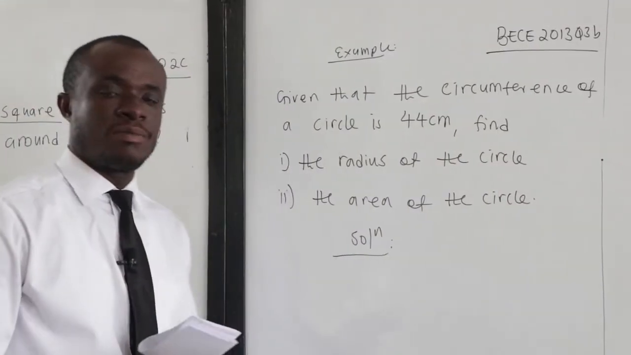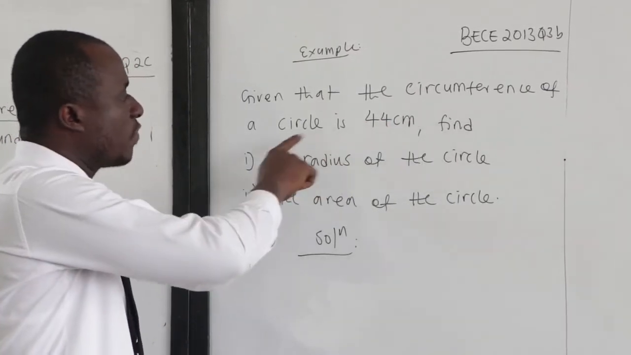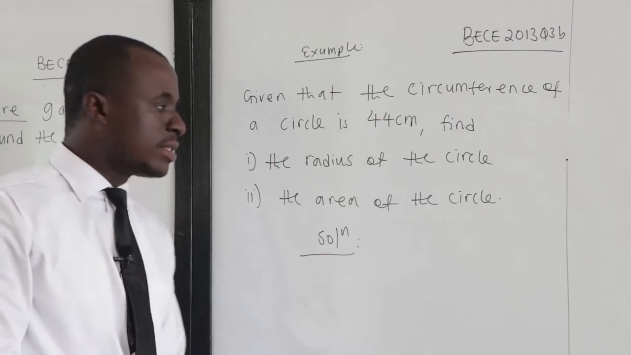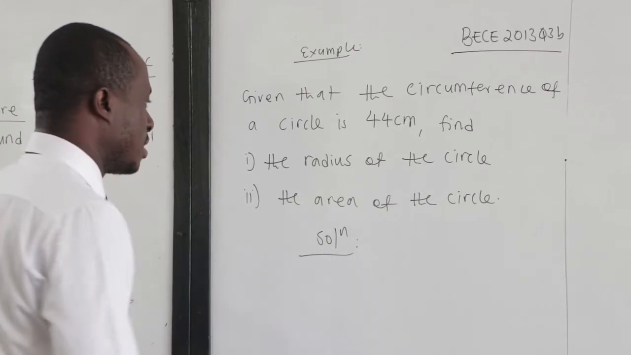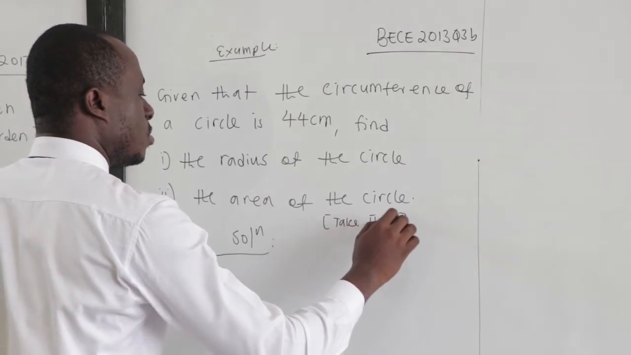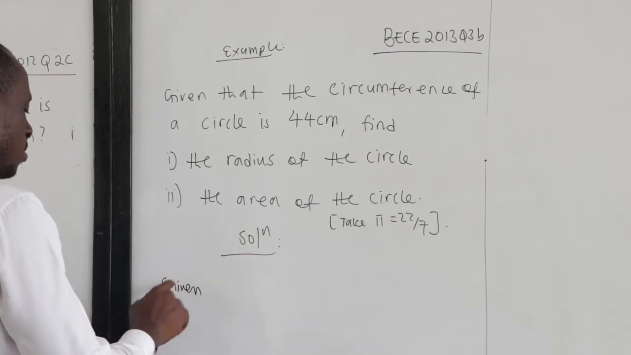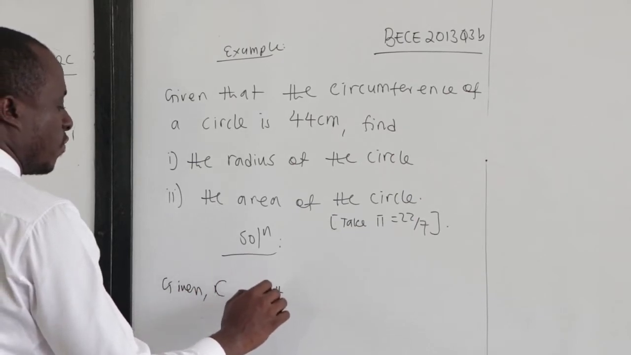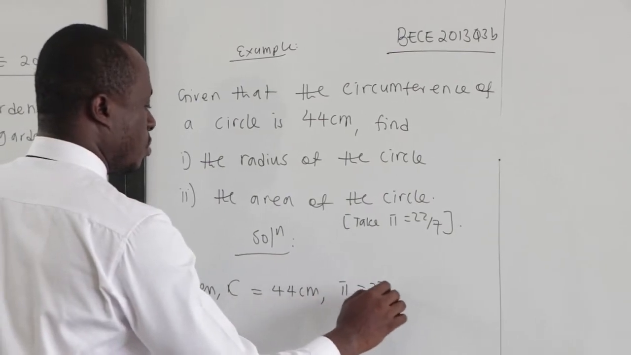Now let's consider this example, BECE 2013, question number 3b. We are given that the circumference of a circle is 44 centimeters. We are supposed to find (i) the radius of the circle, and (ii) the area of the circle. We are told we should take pi to be 22 over 7. So the circumference has been given as 44 centimeters, and pi is 22 over 7.